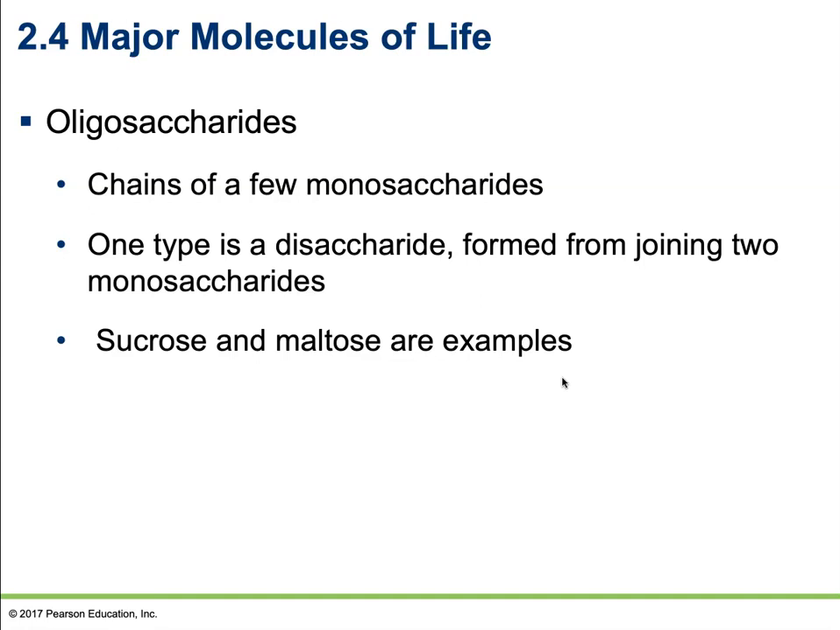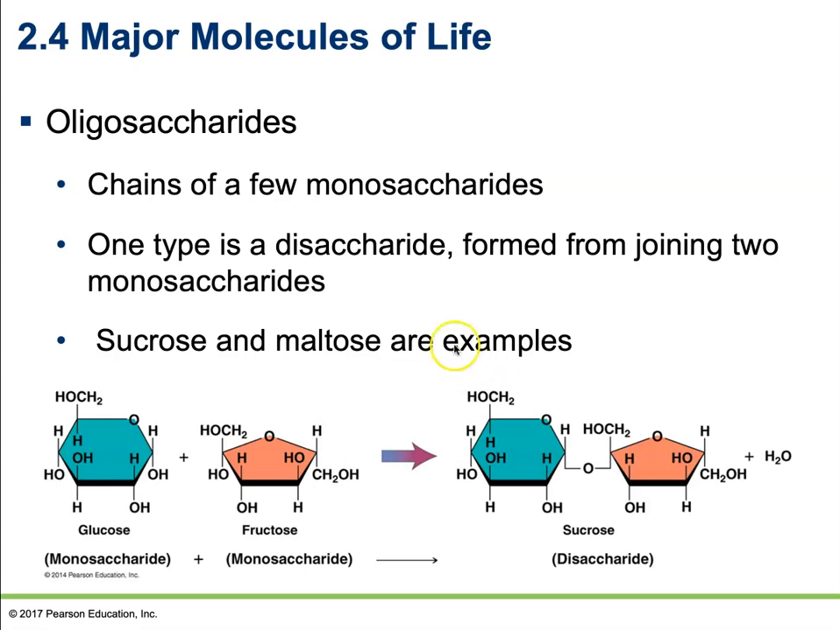I don't know if you have sugar shakers, but old-fashioned diners have sugar shakers on the table for your coffee or whatever. So sucrose, table sugar, is going to be composed of 2 molecules, glucose and fructose. And then maltose is another example. Maltose is composed of 2 glucose molecules strung together.